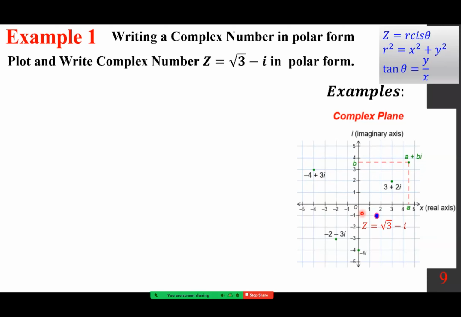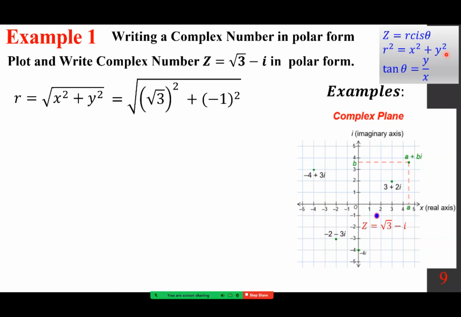Now, r squared is x squared plus y squared, so r is the square root of that. We plug in the square root of 3 and negative 1 squared. Again, I want to make sure we understand that this is in essence a plus bi, where this becomes a and this becomes b, or this becomes x, this becomes y. Square root of 3 squared is 3, negative 1 squared is 1, they add up to 4, and the square root of that is 2.